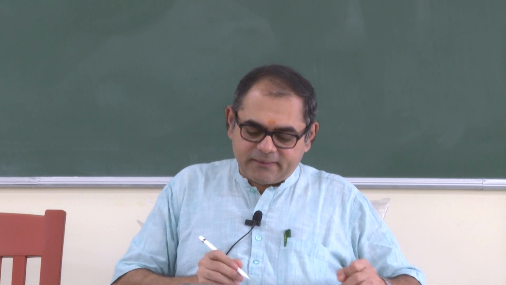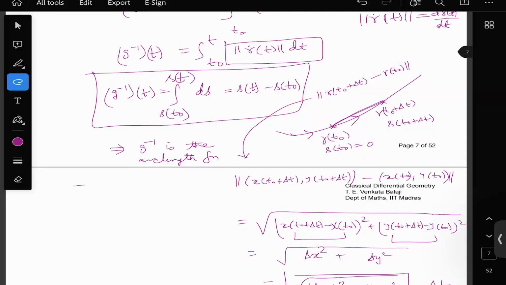Now, this implies that G exists such that we get a unit speed reparametrization.